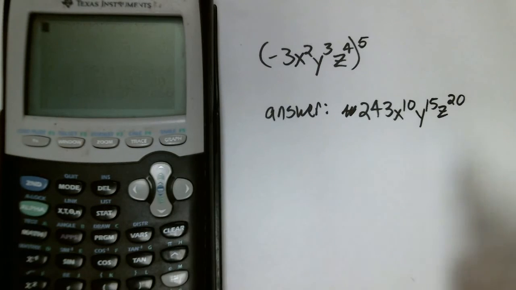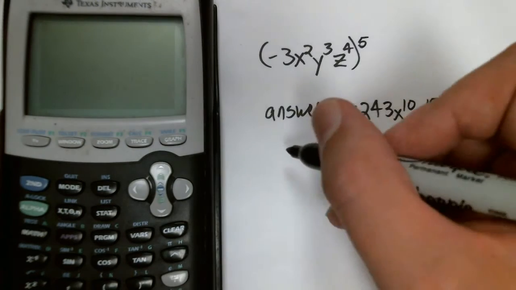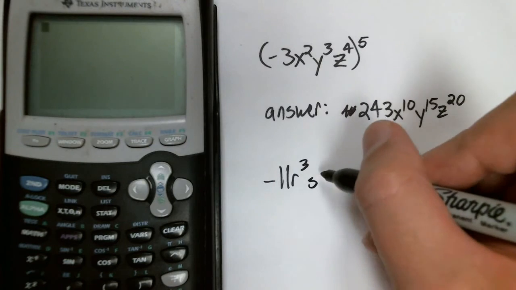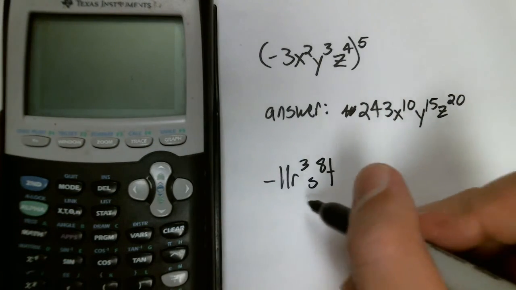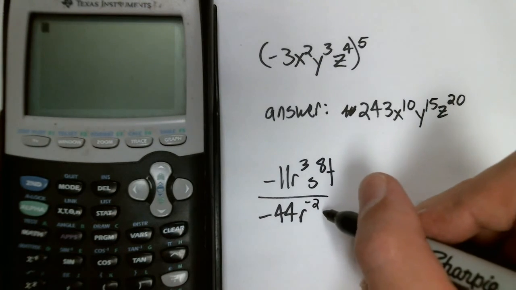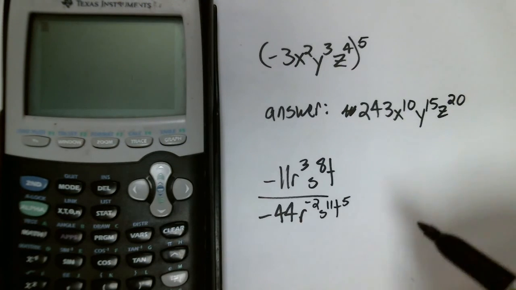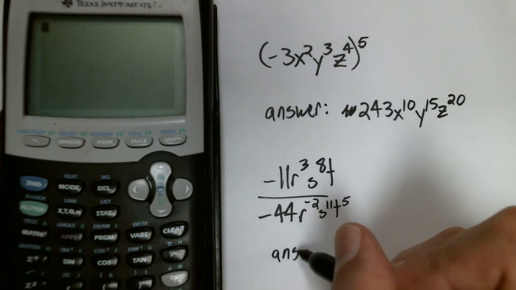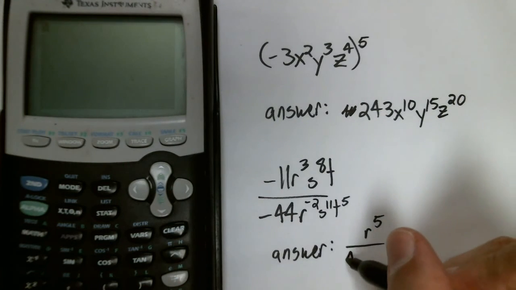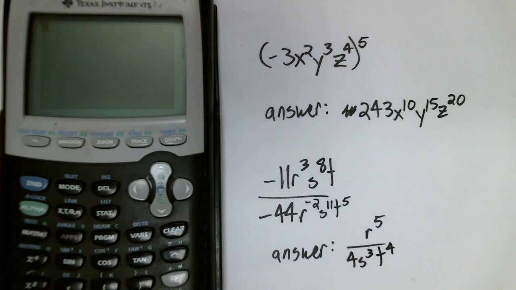Okay, let's look at another one here. Now, this is the one thing I do want to make sure you guys have a good handle on, an example like this. What if I have negative 11r to the third power, s to the 8, t, all over negative 44, r to the negative 2, s to the 11, t to the fifth power. Again, I'm not going to go through how to simplify this. Let's say that we think the answer is r to the fifth. It simplifies to r to the fifth over 4s to the third, t to the fourth. Okay, that's what our final answer is.